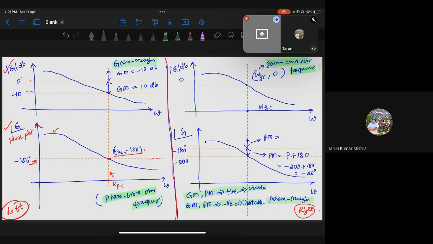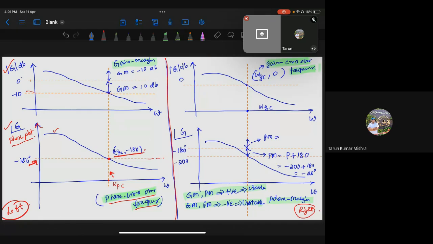We are interested in finding the gain margin. The first step is to see this phase plot and draw a horizontal line at minus 180. Wherever it intersects the phase plot, draw a vertical line. Then you'll have this omega PC comma minus 180 coordinate. That omega PC we call the phase crossover frequency. Is this point clear, everyone?